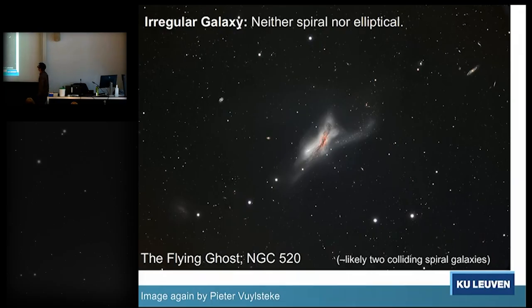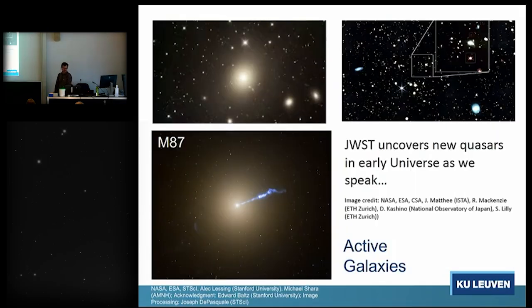Here is an example of such an irregular galaxy called the Flying Ghost. And it's likely two colliding spirals. Also then, we have the class of active galaxies. And active galaxies are a little bit different because there, a large portion of the luminosity actually comes from a very small region in the center of the galaxy.